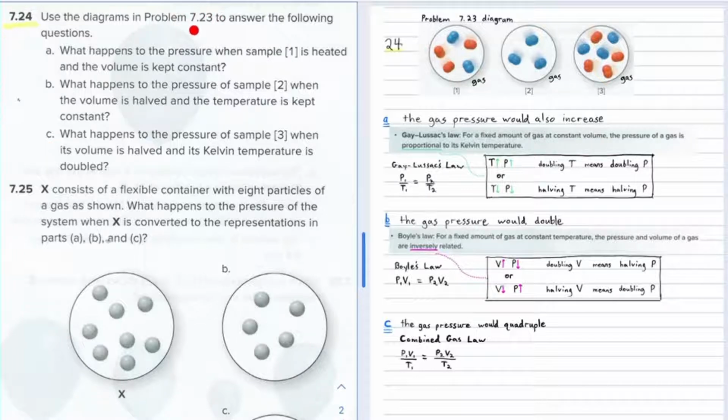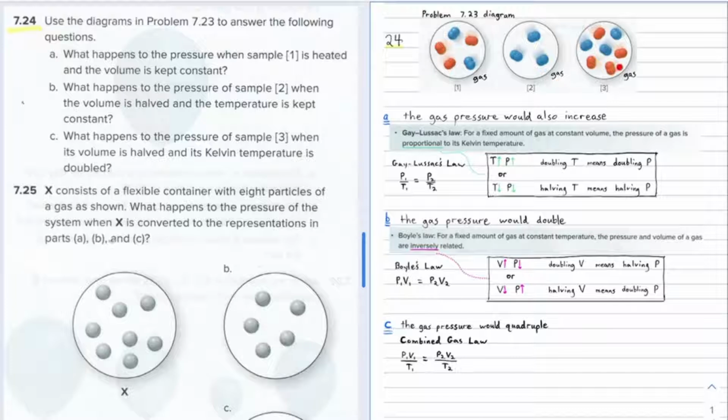Now, if you look back at problem 23, here are the diagrams. You're shown 3 different mixtures containing particles, and these are all gases. You can tell because there's a lot of space between the particles. It looks like the blue ones are nitrogen molecules and the red ones are oxygen molecules, if you remember your color coding. What's really important in this problem is that you just remember that these are all gases. So let's go to the questions.